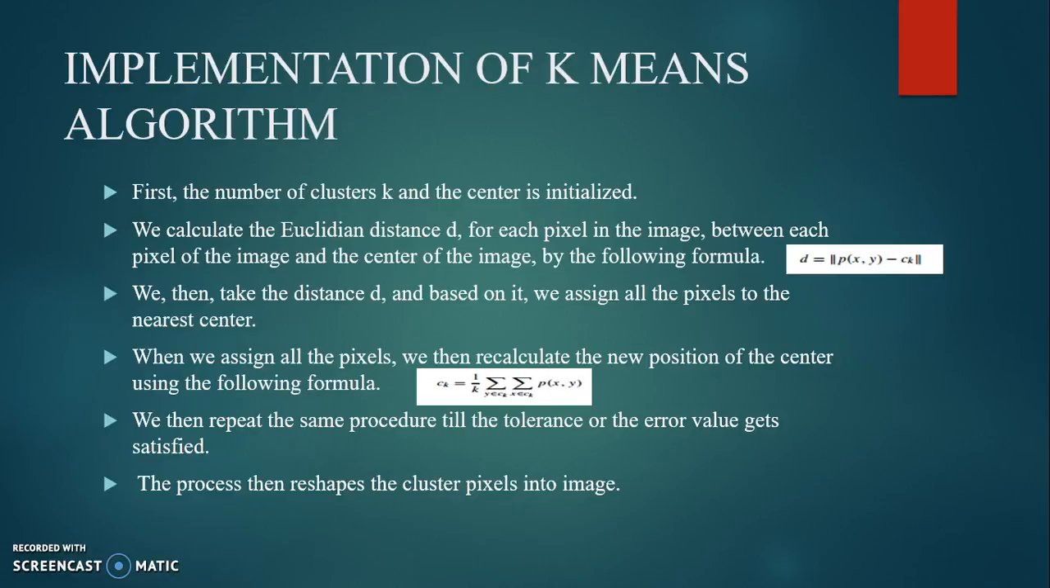When we assign all the pixels, we then recalculate the new position of the center using the following formula. Then we repeat the same procedure till the tolerance or the error value gets satisfied. The process then reshapes the cluster pixels into an image.